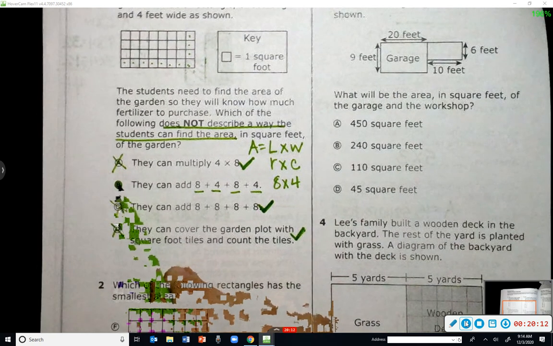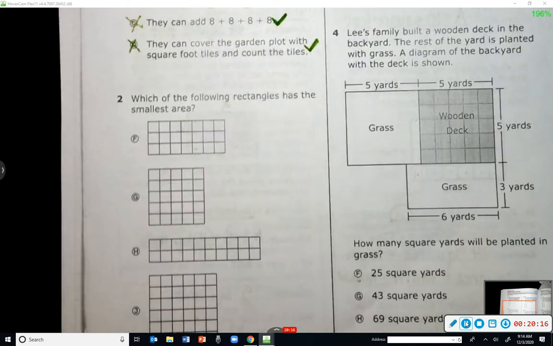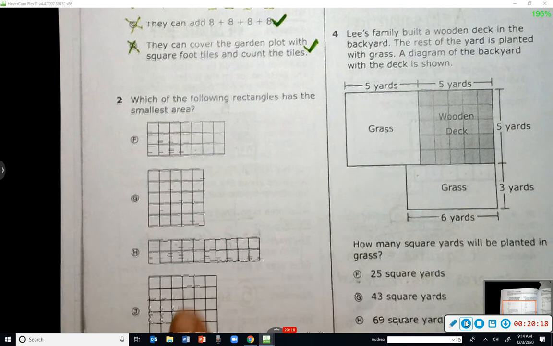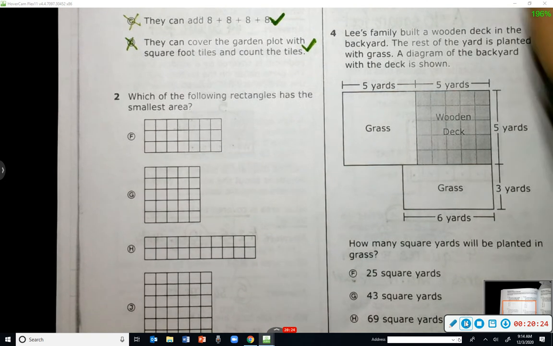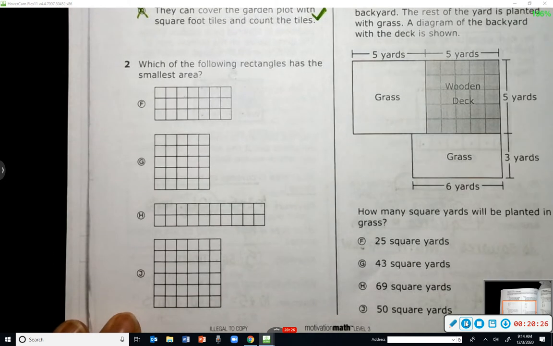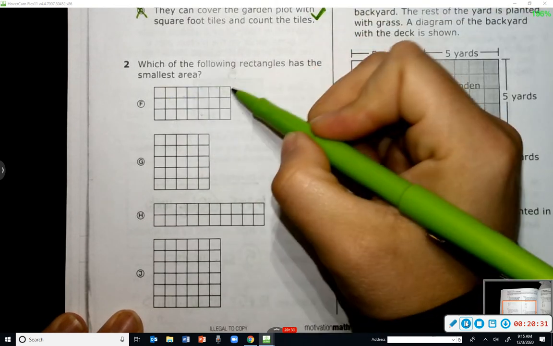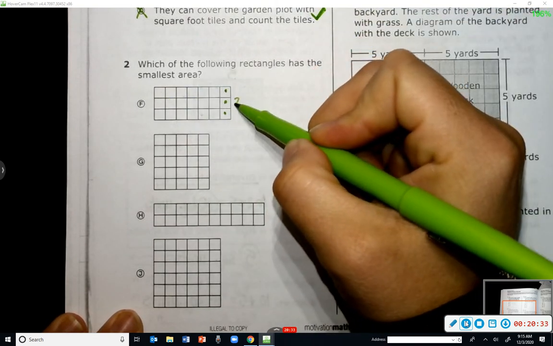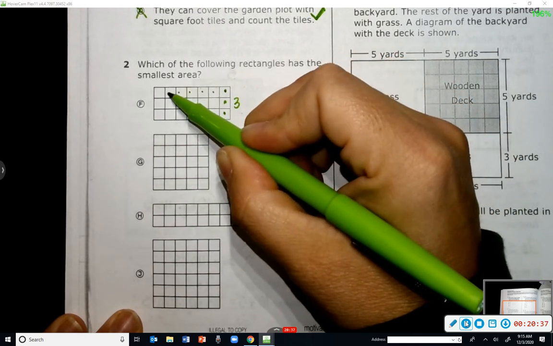Okay? Number 2, which of the following rectangles has the smallest area? Don't just look. You need to actually calculate it to be sure, because sometimes the shapes can be deceiving. It may look smaller, but it really isn't. So let's do length times width. I see 1, 2, 3. 1, 2, 3, 4, 5, 6, 7.